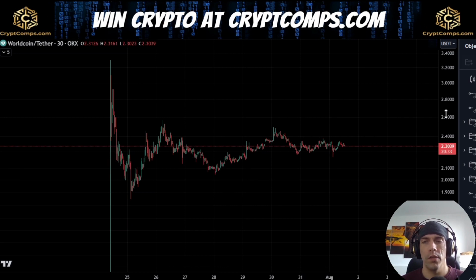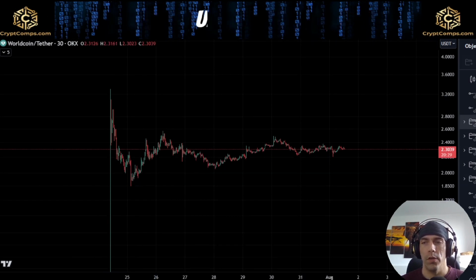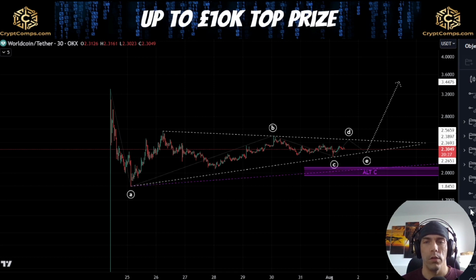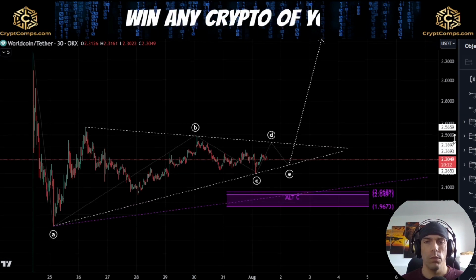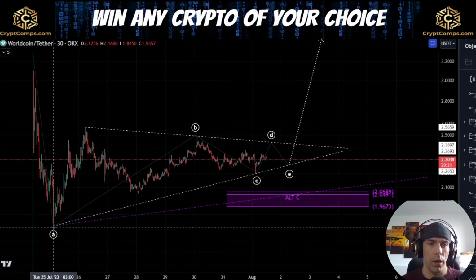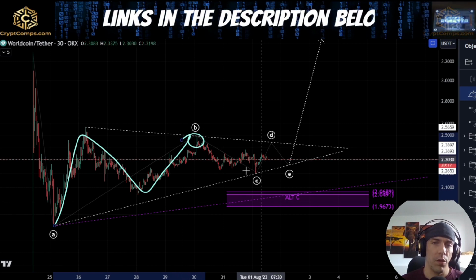There are two ways that I'm currently looking at this structure. The one is that we could potentially be looking at this move developing into something like a triangle in this area here. And what we could potentially say is that if we count this as A, B, and C into this high, technically we could have a B wave in place here.